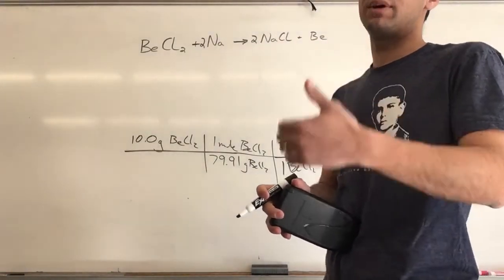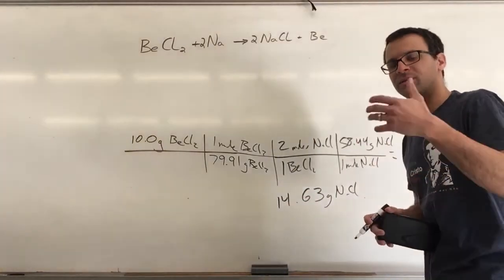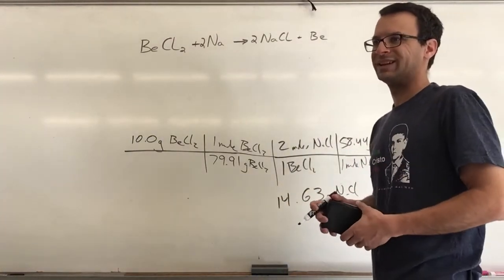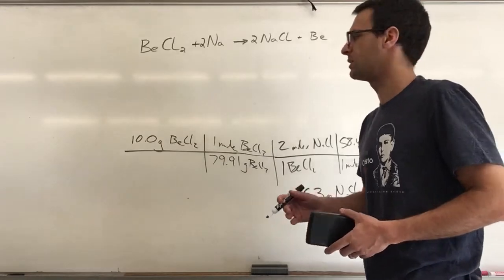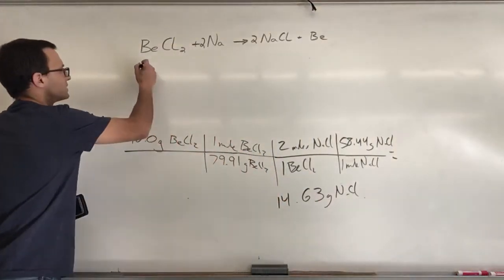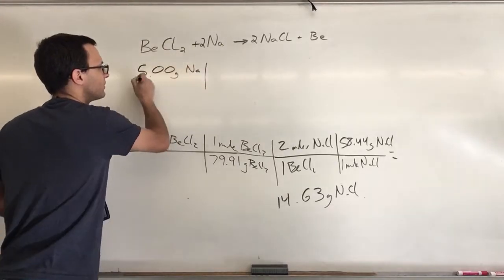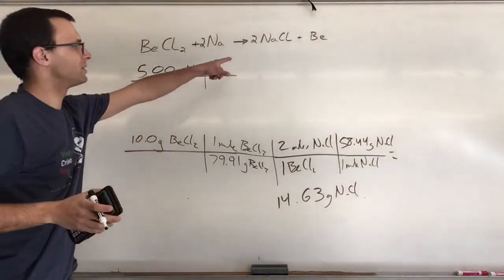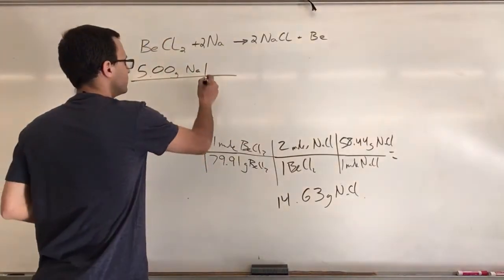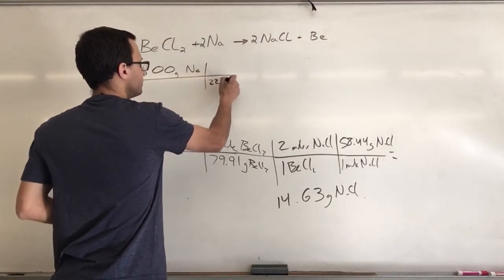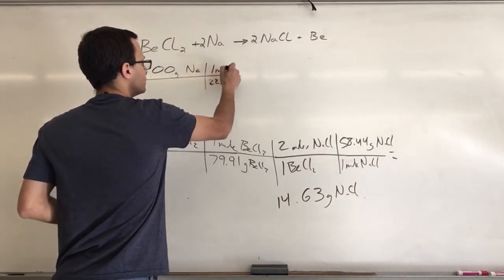How many cookies can you make with the cups of flour? How much can you make with sugar? And whatever one you can make less with is the one you run out of first. So let's look at the second problem. 5 grams of sodium. And we want to know how much sodium chloride can we make. So we'll just convert grams of sodium to moles of sodium.